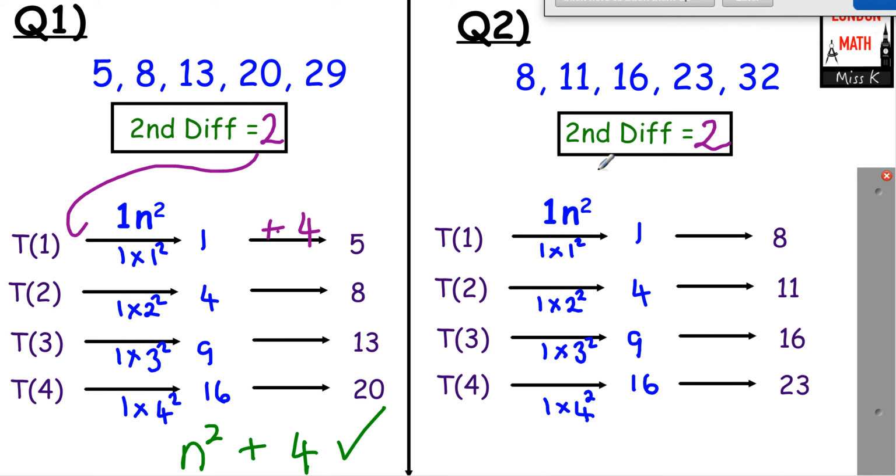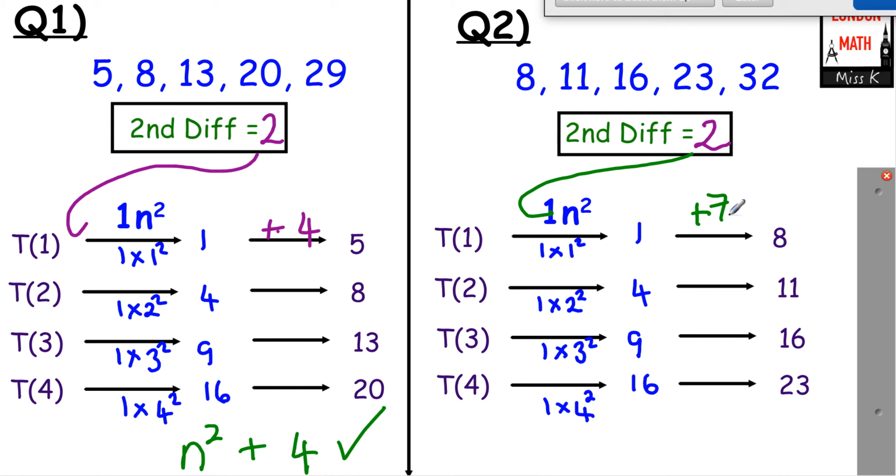Okay, similar situation over here. I saw that my second difference was 2. I'm therefore going to halve the 2 to reveal that the number in front of the n squared is 1. This is really important because when we do harder questions, the number may vary. Okay, so we've got 1, 4, 9 and 16. I need to decide what number I'm going to add on each time to get the actual numbers in the sequence. If you've got it, it's plus 7.